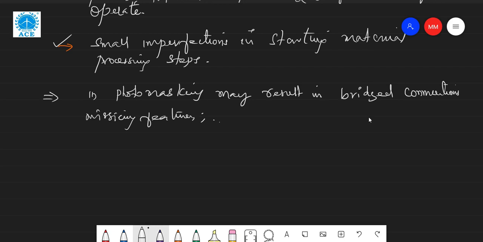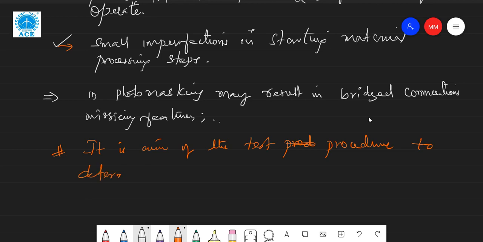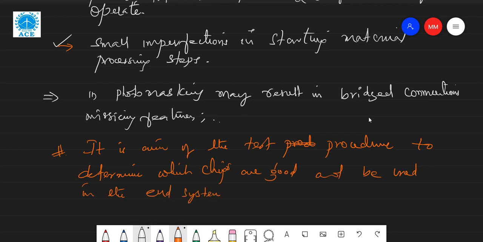So now you got the main aim of the testing procedure: the aim of the test procedure is to determine which chips, or dice, you can say, are good to be used in the end system design.